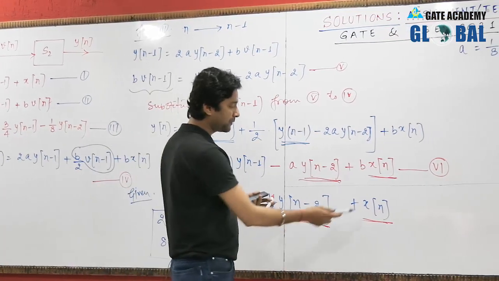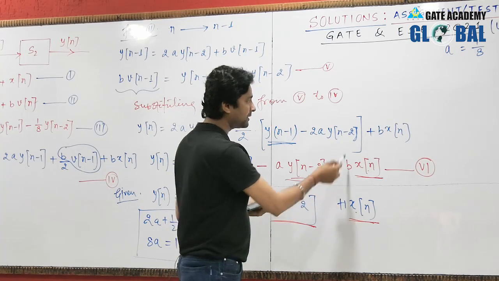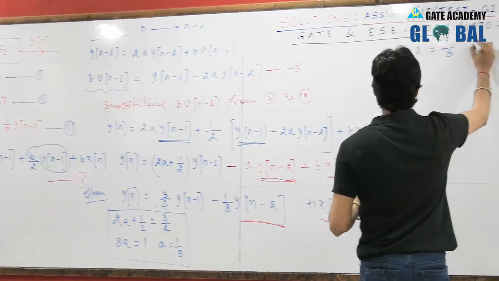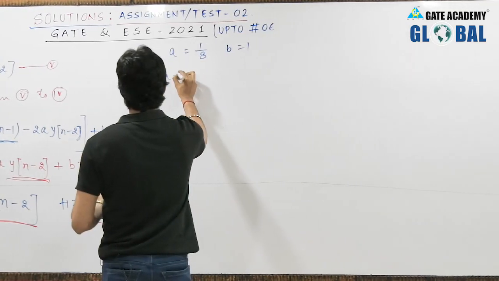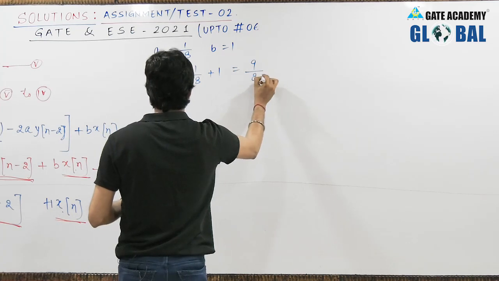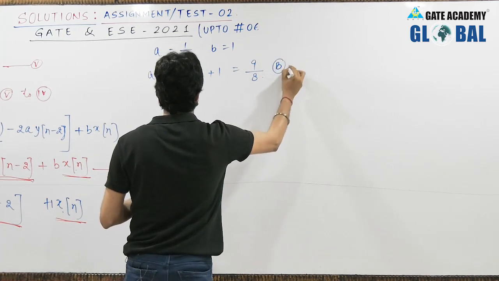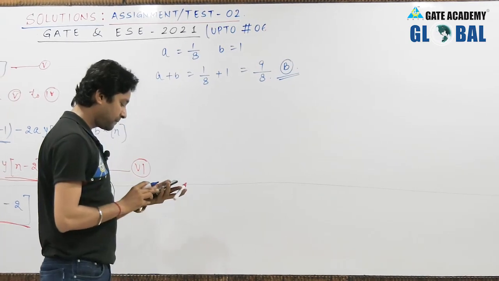And the coefficient of x of n is 1 and here the coefficient of x of n is b. Therefore, the value of b equals 1. Therefore, we have to find a plus b, that is 1 by 8 plus 1. Then it is going to be 9 by 8, and accordingly option B for question number 14 is correct. So the correct option for 14 is B.